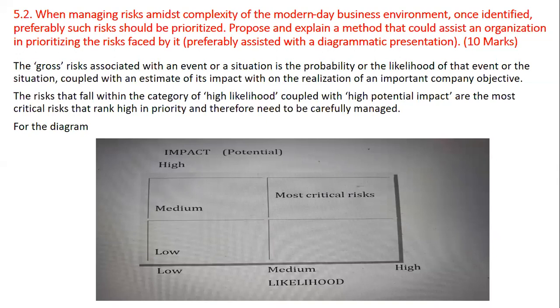Yes, there are 2 things: probability or likelihood. How likely is it? The possibility of a risky event or situation happening, the likelihood of that event or situation, coupled with an estimate of the impact. What kind of impact? Whenever we look at a risk, there are 2 main characteristics, 2 main attributes: probability or likelihood, and impact.